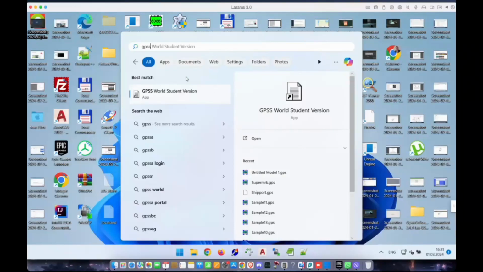Here we have a GPSS. We can run it, and it looks like a decade-old application. Actually, it's quite old style, but the syntax of the GPSS and the usage of GPSS is very usable even nowadays. Well, what will we be doing with this application?